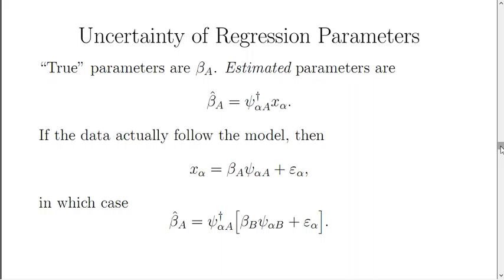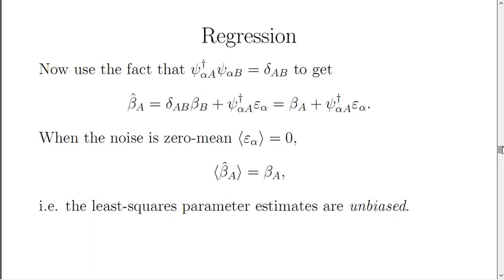Now, if the data actually do follow the model, then they are parameters times trial vectors plus noise. In that case, the estimated parameter value is the inner product of the dual trial vector with the sum of parameters times trial vectors plus noise. Now, we already showed that the inner product of a dual trial vector with a trial vector gives the Kronecker delta. It gives 1 if they're the same trial function.